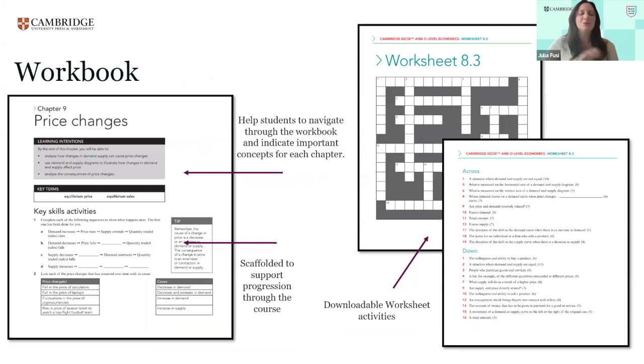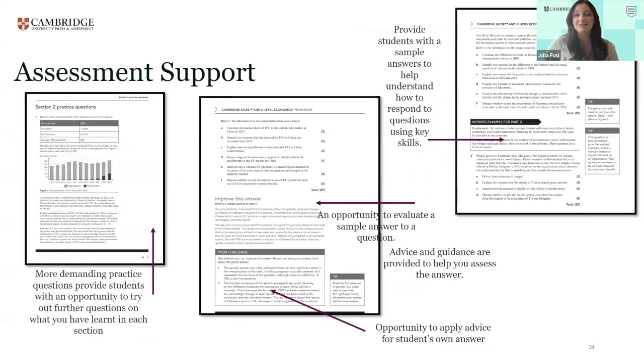The workbook has also been completely updated. And as I've mentioned before, it now follows the same structure as the coursebook, which allows for more consolidation of learning. The workbook activities are scaffolded to support progression through the course, and students are also able to download activity worksheets via Cambridge Go, as the workbook does come with digital access. The workbook also contains end-of-section practice questions, which includes the opportunity for students to evaluate sample answers and to apply advice to their own answers to different questions.